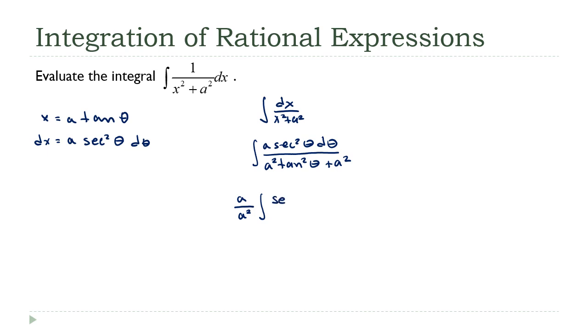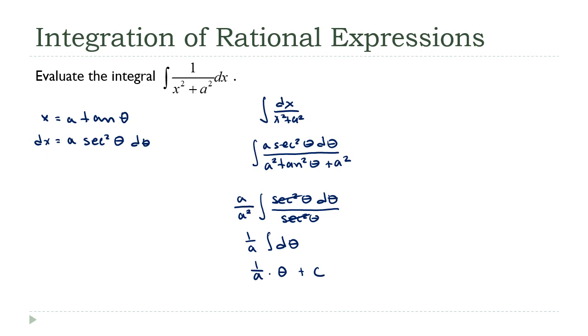So now we have secant squared theta d theta over, and this is going to be just tangent squared plus 1. Well, that's also secant squared. So this is kind of an interesting result here. Everything cancels, and all that's left is 1 over a times the integral of d theta. Okay. Well, the integral of d theta is just theta, so this is 1 over a times theta plus a constant.